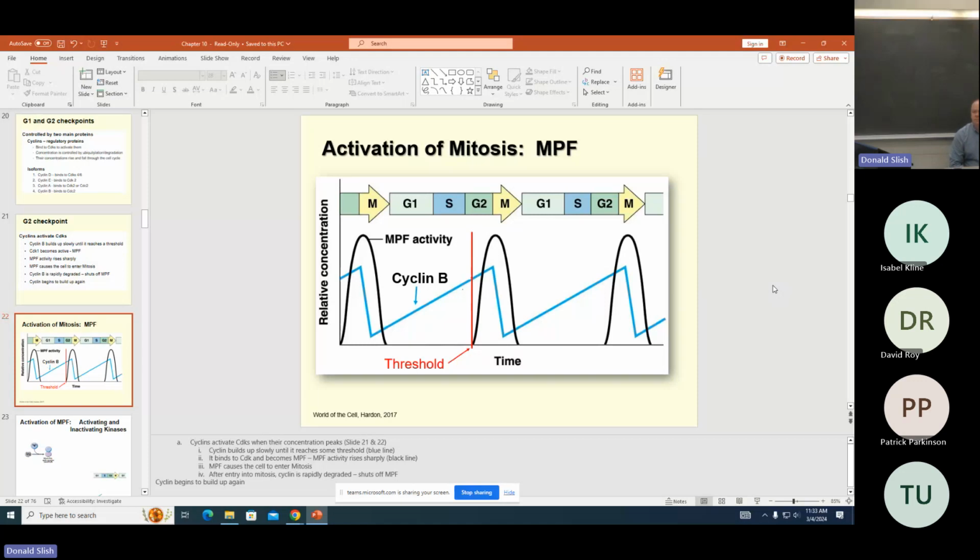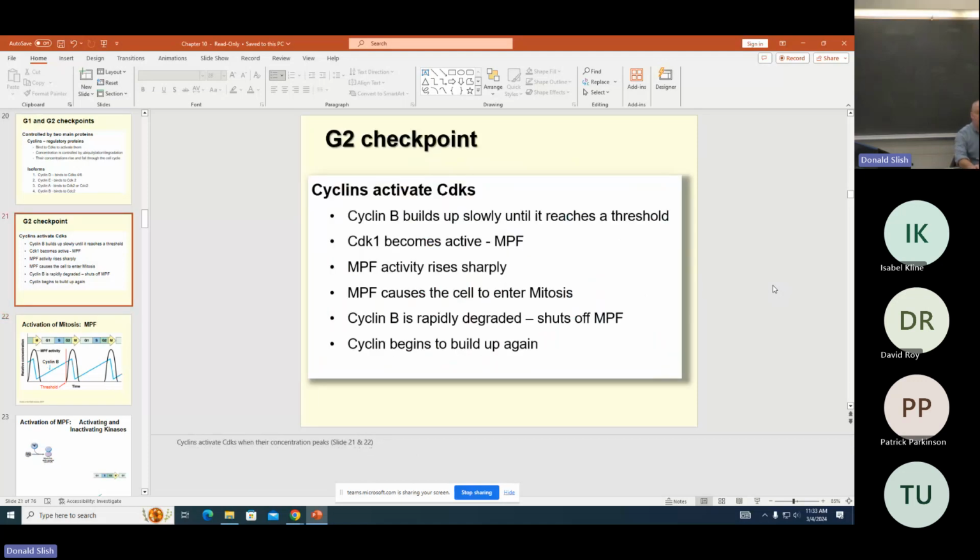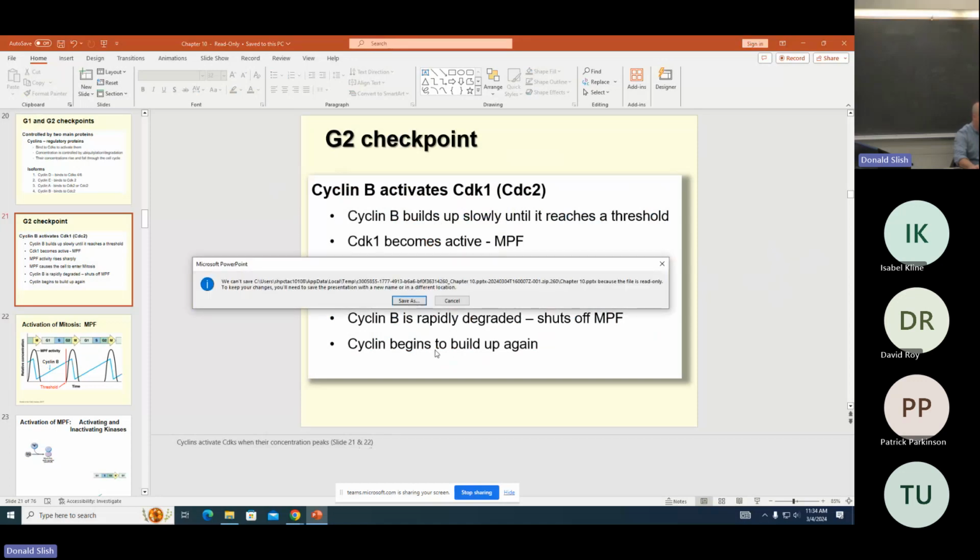I have a quick question. In the previous slide, is it cyclin B activating CDKs, or do all cyclins activate CDKs? I guess the G2 checkpoint, cyclin B. I'll repost this to Brightspace. It's important to be able to correct.